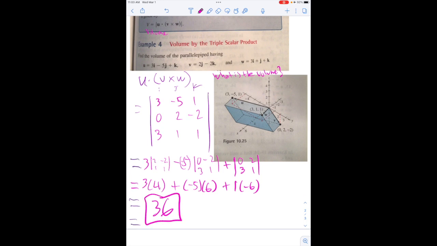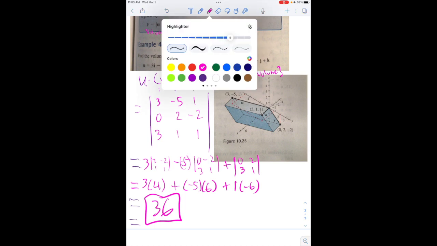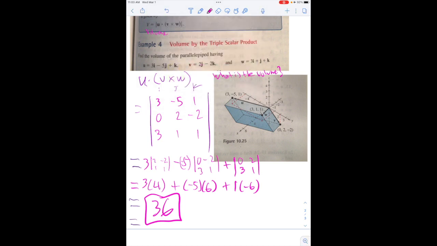If you're wondering where the 3, the -5, and the 1 came from, that came from this being multiplied by U, which again was 3, -5, and 1. What we were doing inside the lines was the V cross W, whereas this extra stuff came from U being multiplied on the outside.